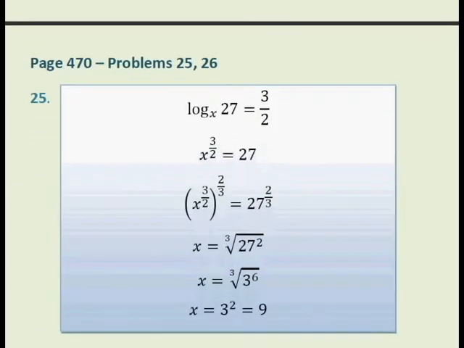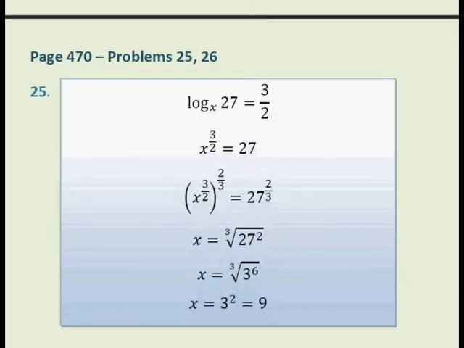Now on page 470, number 25 and 26, I'm going to do log base x of 27 equals 3 halves. Now here's where you're going to try to find the base. So x is being raised to the 3 halves and equal to 27. So you raise x to the 3 halves, and how you undo a variable raised to a power is you raise it to the reciprocal power. But when you do that to the left side, you have to do that to the right side. And so when we do that over here, we just end up with x to the first, because the 3's cancel and the 2's cancel.